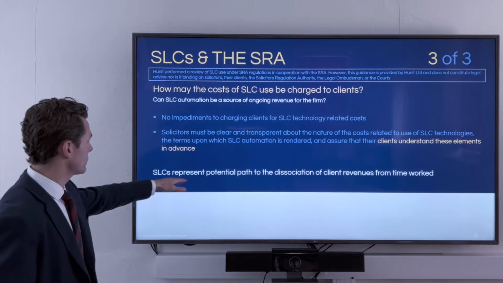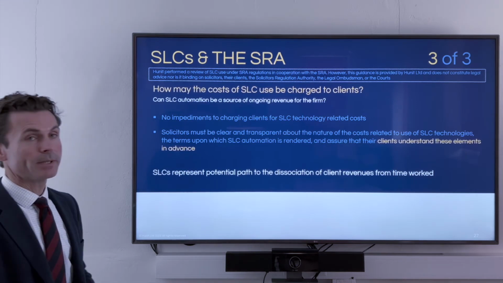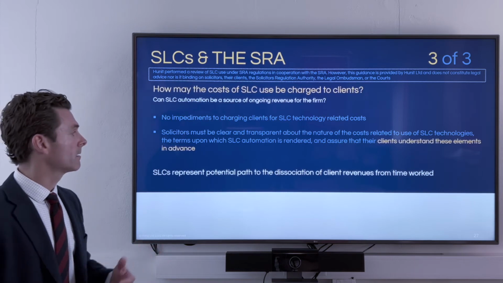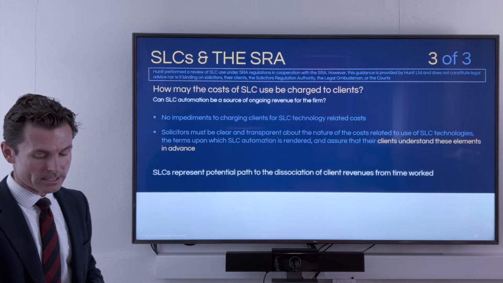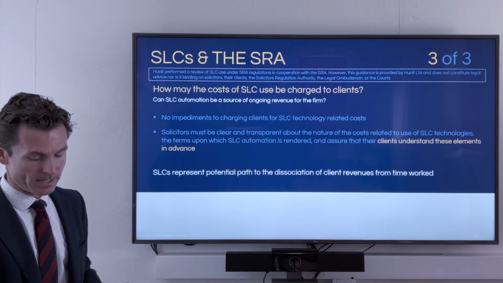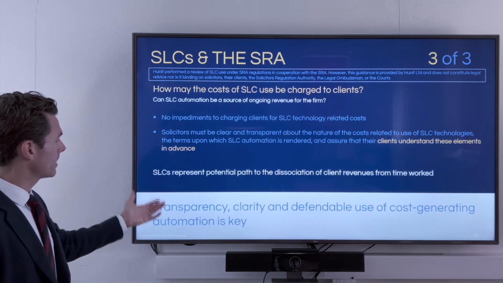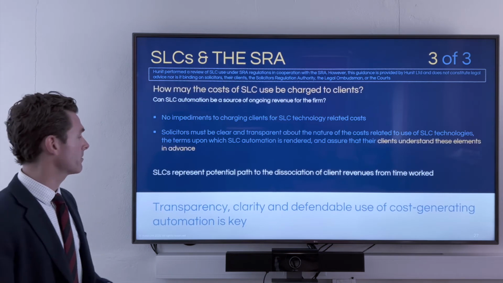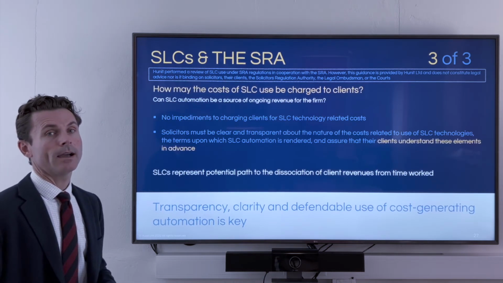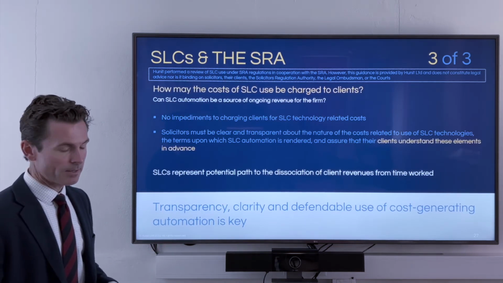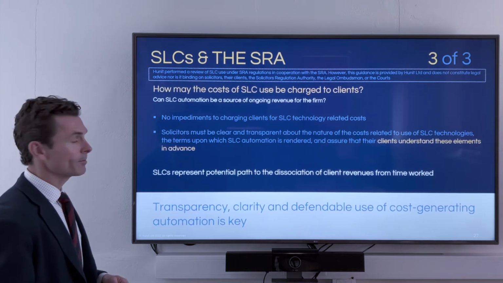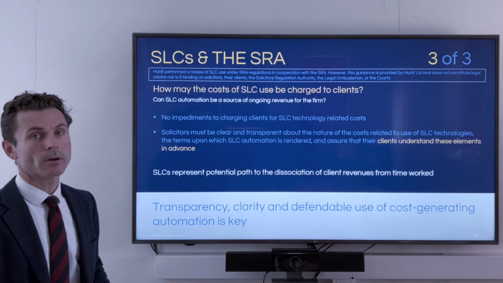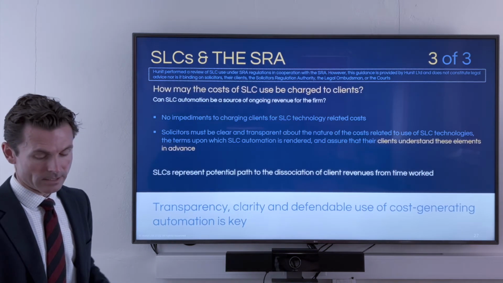So, and this is what I just talked about a second ago, the SLC, I'm a bit ahead of my slide, they represent a potential path to disassociate client revenues from time work. So it's a very exciting development, I think, generally inside the space. So bottom line though is transparency, clarity, and defendable use of cost-generating automation is key. I think amongst people with, say, variable moral compasses, I'm sure the temptation will be there to put a lot more automation in there than is needed. These are the things that need to be minded.